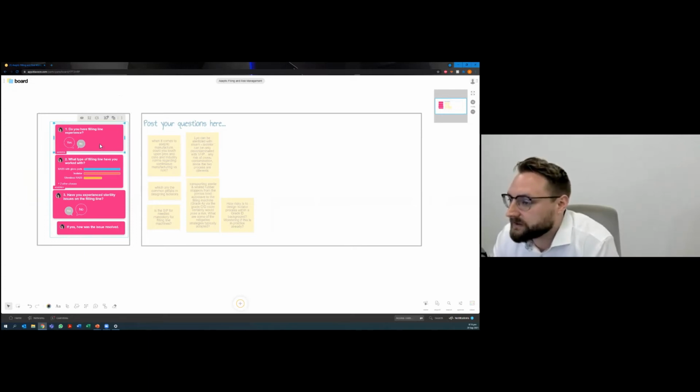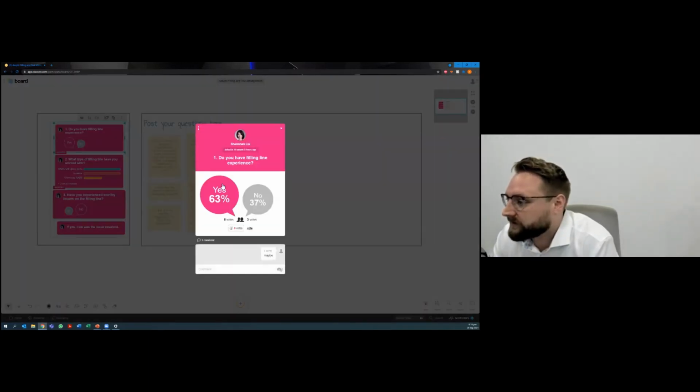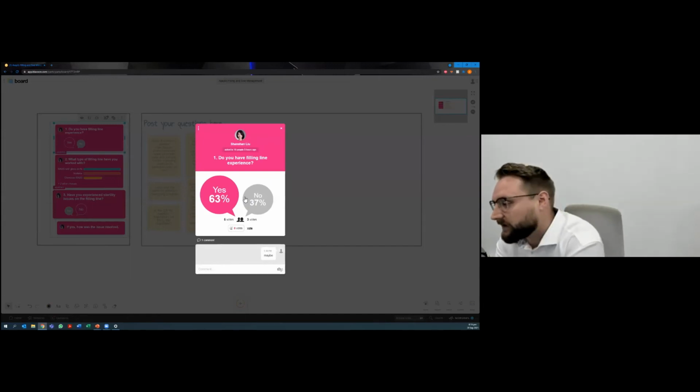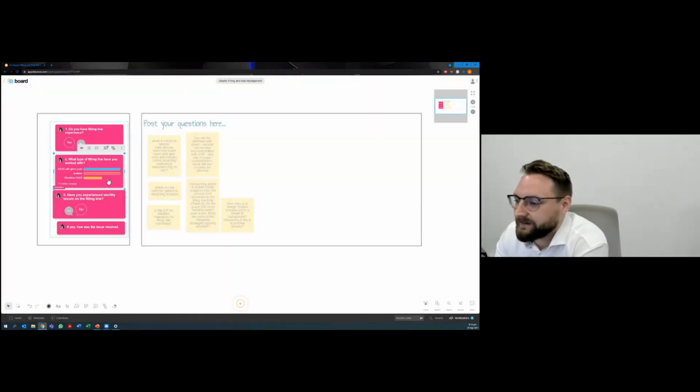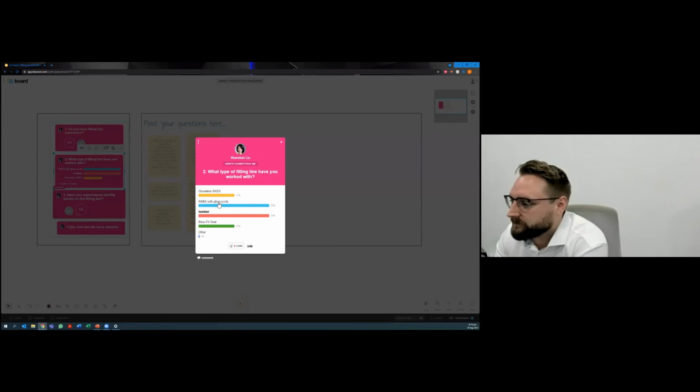Okay, let's take a look at our polls here. Most people have experience with filling lines. Quite a few, not too many votes, but that's all right. And then lots of people with isolators, RABS, blow-fill-seal. Okay, cool.